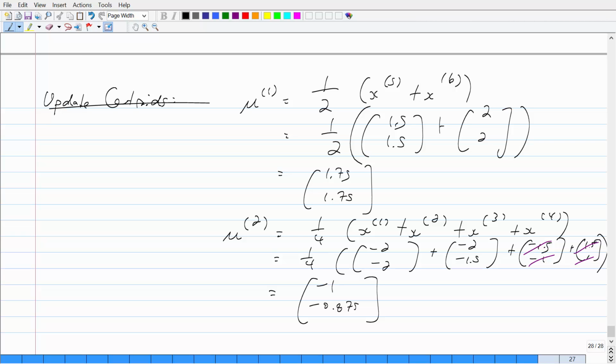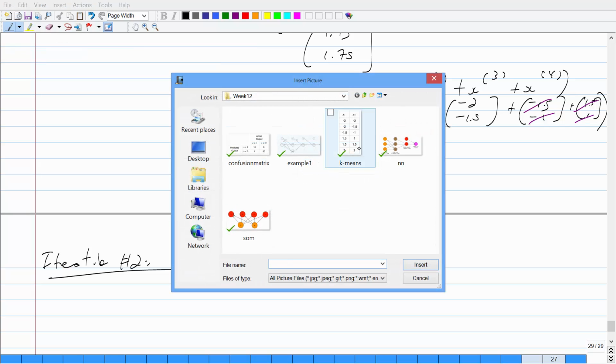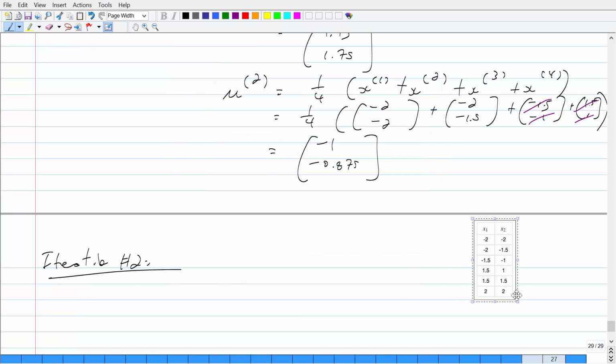So this would be one full iteration of k-means. You find the cluster memberships, then you find these centroids. We're going to do this one more time with these updated centroids, and then I'll leave the last one for you to do on your own, because I want to cover the self-organizing maps example. Okay, so iteration number 2. Let me just put down this stuff again.